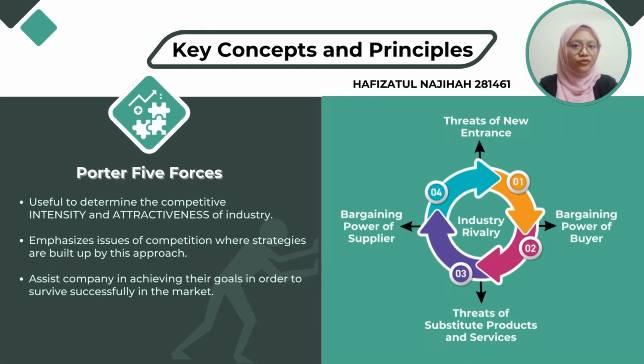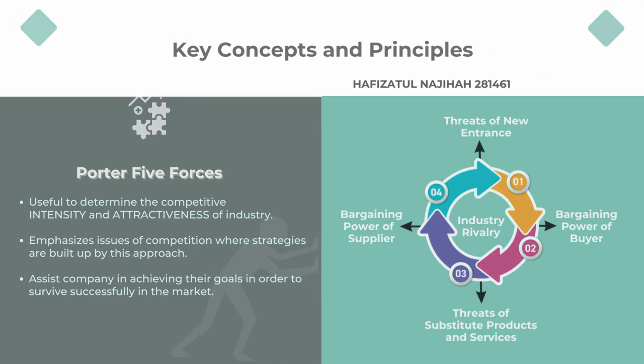Next, we move to the key concepts and the principles. First, the Porter five forces. As we can see in the diagram here, the five forces include industry rivalry, threats of new entrants, bargaining power of suppliers and also buyers, and lastly, threats of substitute products and services. This framework is useful to determine the competitive intensity and attractiveness of an industry, emphasizing issues of competition, which strategies are built upon by this approach.